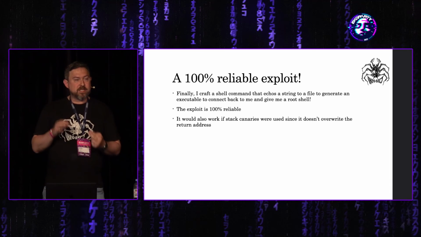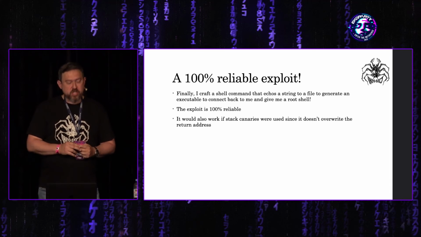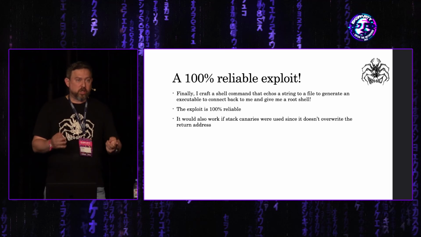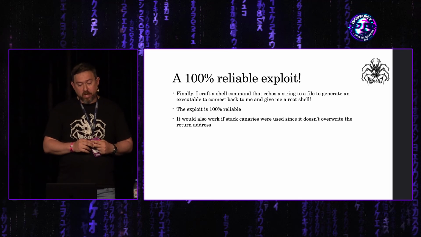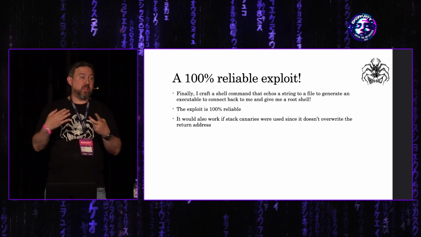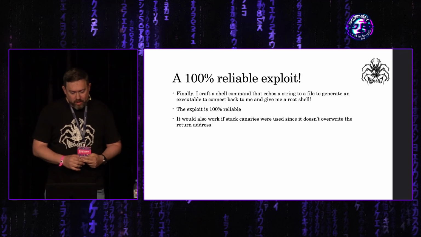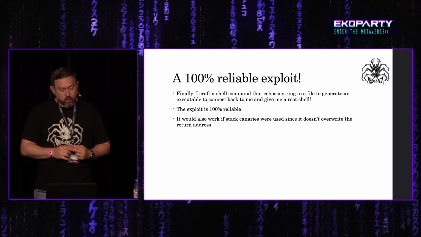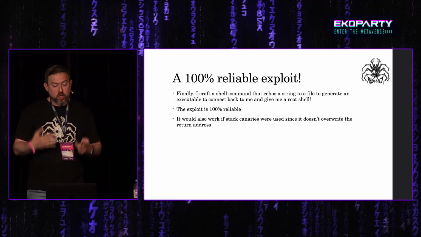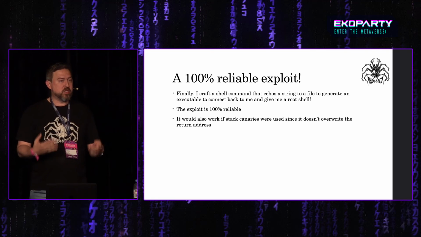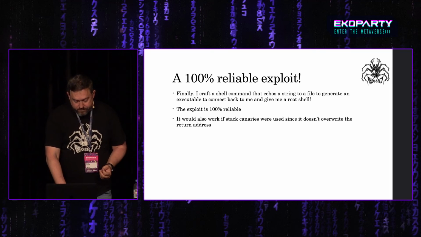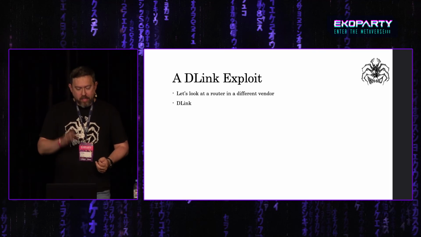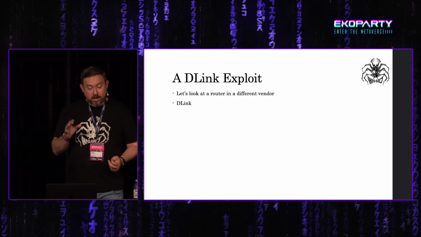But this particular device doesn't have telnet present, so we're just going to create a file ourselves by echoing escape characters, hexadecimal characters, writing a binary that creates a bind shell, and then we can telnet to it. This exploit is 100% reliable and would also work if stack canaries were used, since it doesn't overwrite the return address. So it's a very useful exploit now for this particular target. And that's pretty much the end of that 0-day.